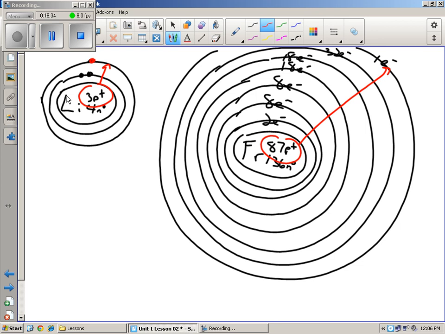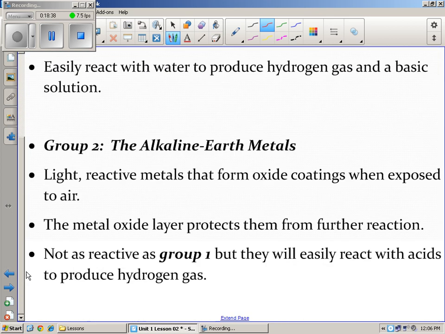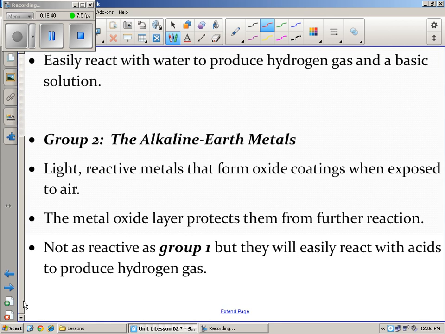Okay? All right, let's go back to here for a sec. Group 2 is the alkaline earth metals. They're light reactive metals that form oxide coatings when exposed to air. I'll show you that on Tuesday. Stick around, it'll be fun. Calcium is a very good example. I'll show you magnesium too, but sometimes that's hit or miss.